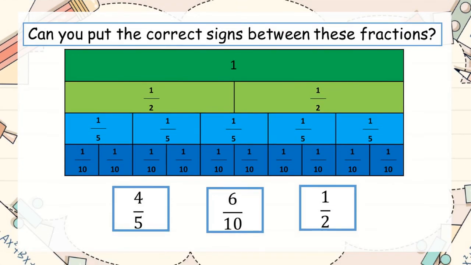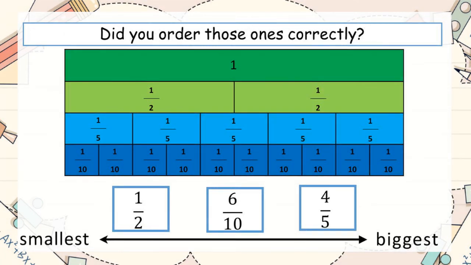Here's a new fraction wall, and here's 3 new fractions. Can you put these in order from smallest to largest? Pause the video and give it a try. Did you get those ones? So our order was 1/2, then 6/10, and finally 4/5. And if you look at the fraction wall, we can see that that is absolutely correct.